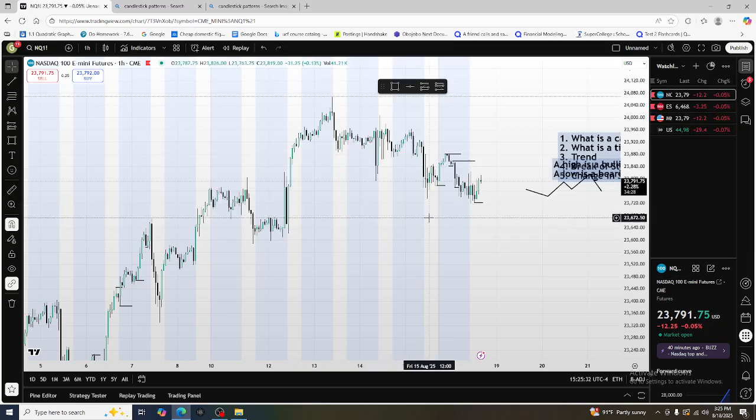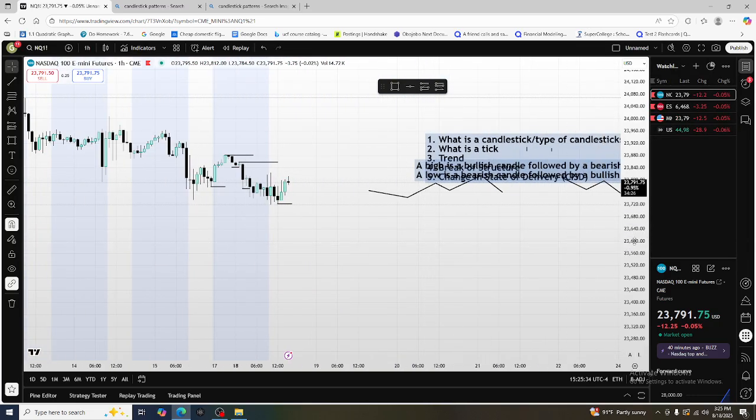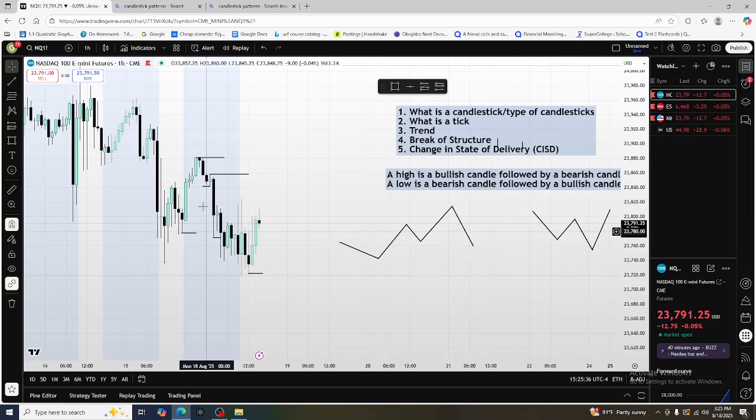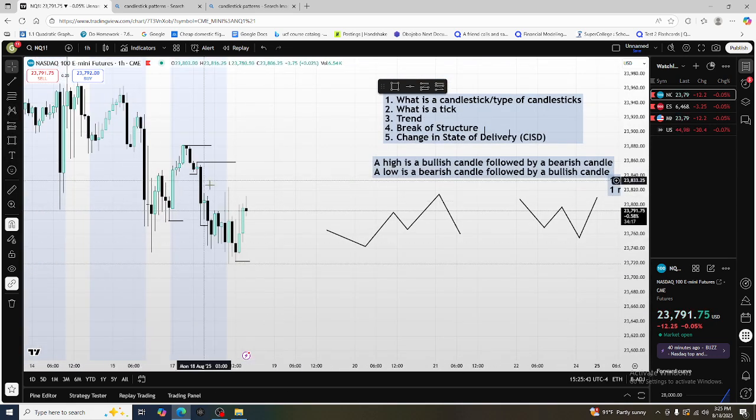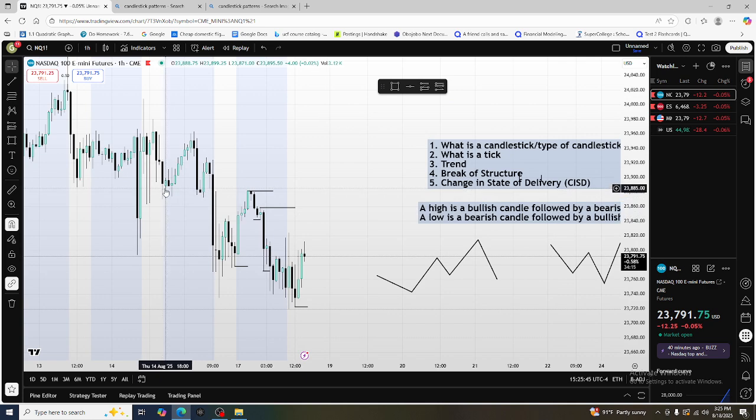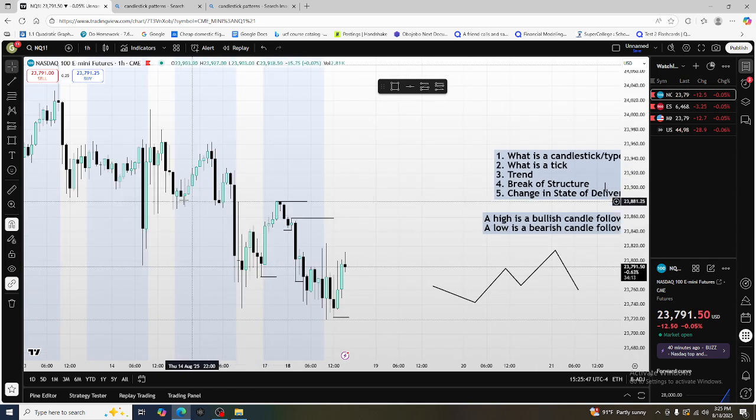All right, that's all a break of structure is. It's literally just a trend shifting. You have to make sure the candle closes below. So we're in a downtrend. I want to try to find an example of what's not a break of structure because you could easily get confused.